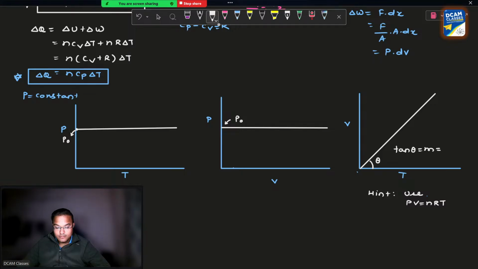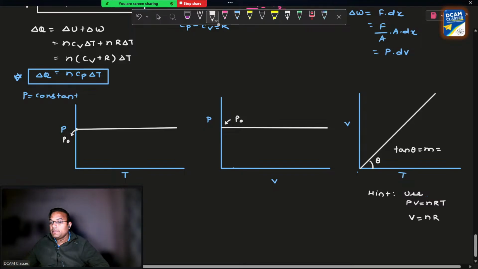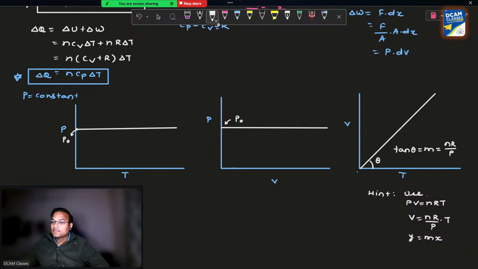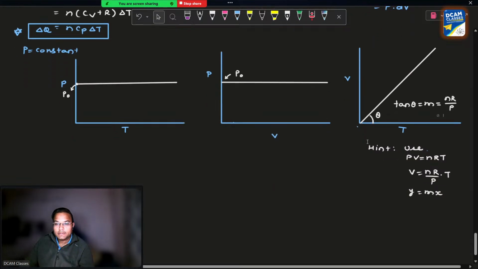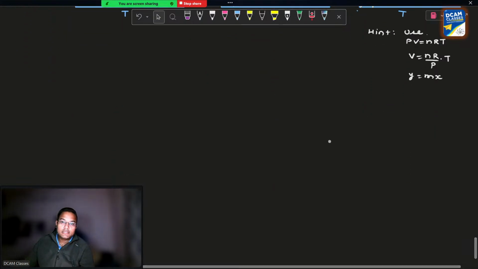nR by P. nR by P. Because see, V is equal to nR by P into T is there. V is Y, T is X. It's like Y is equal to mx. So what will be slope? nR by P. Okay, simple.